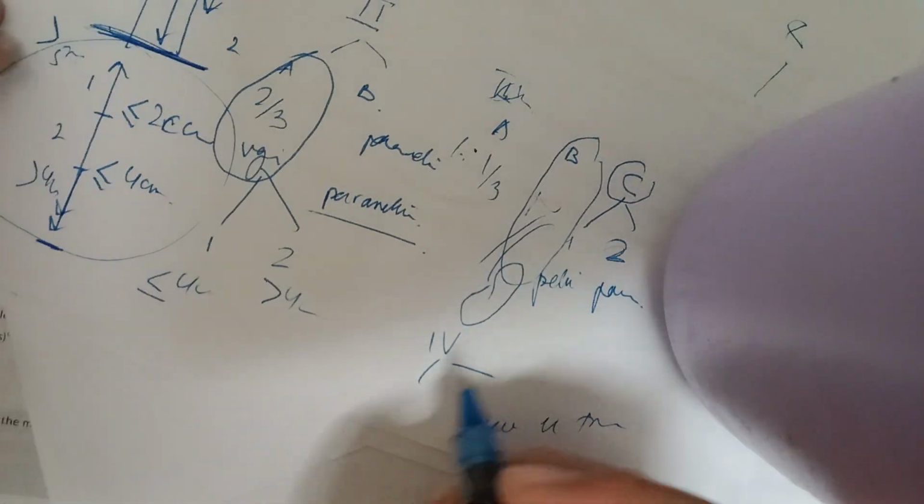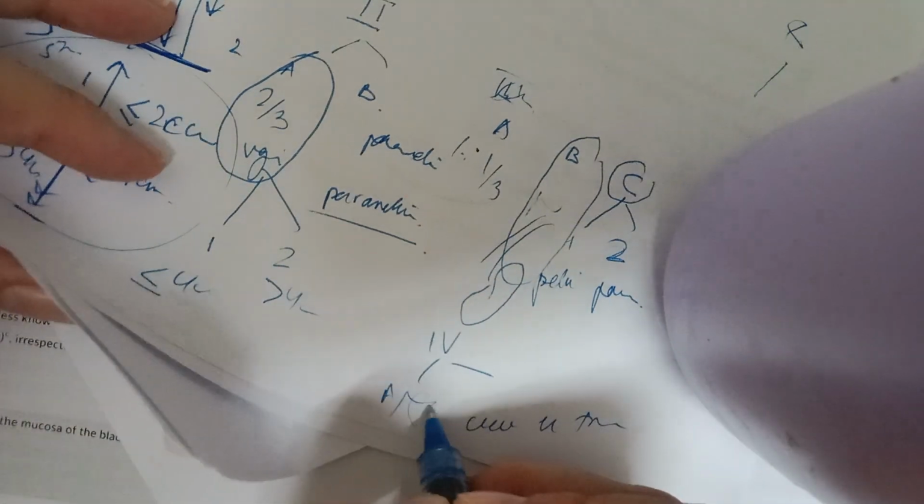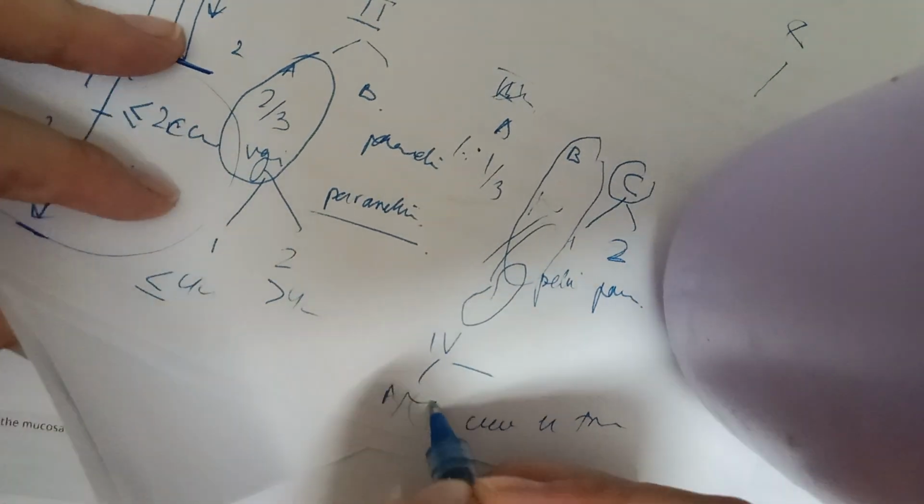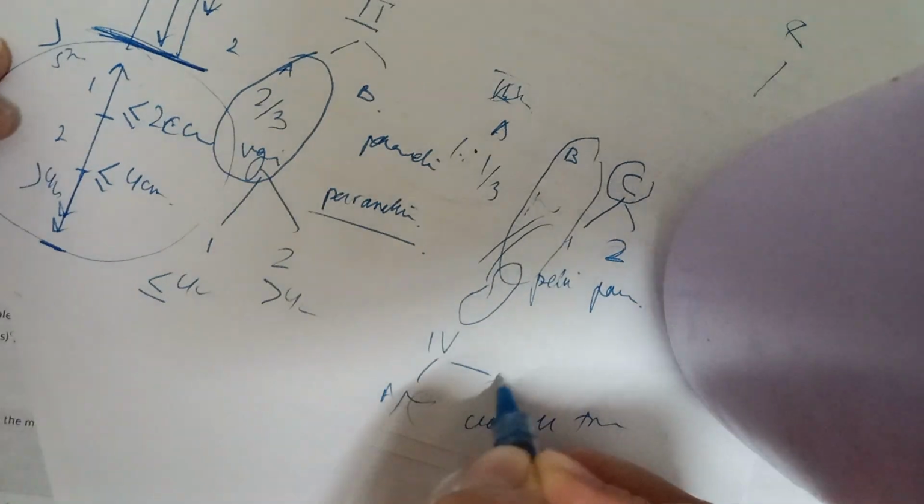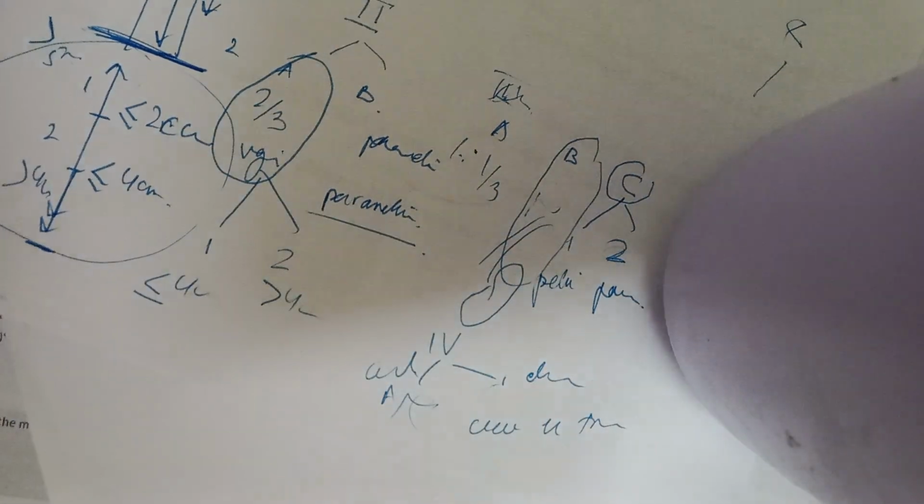And 4A is spread to the adjacent pelvic organs, the mucosa of the bladder and the rectum, and 4B is the distant spread. Adjacent spread, distant spread. Very easy, very simple. Thank you guys.